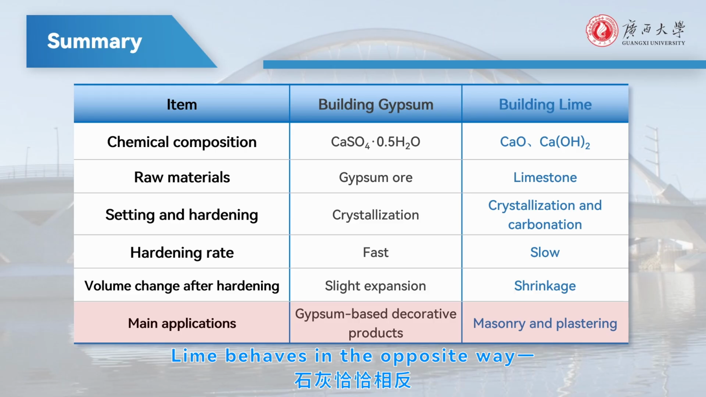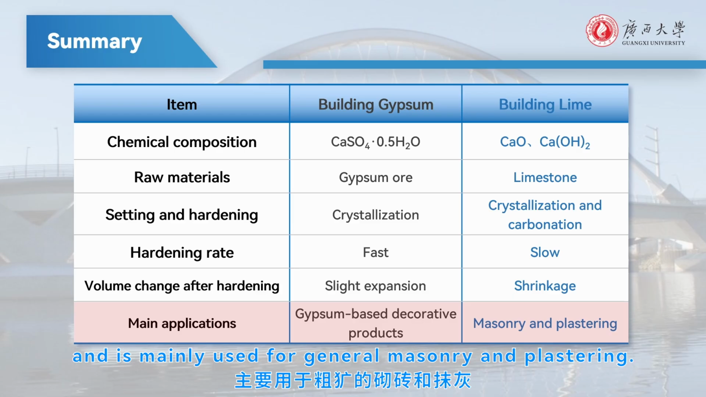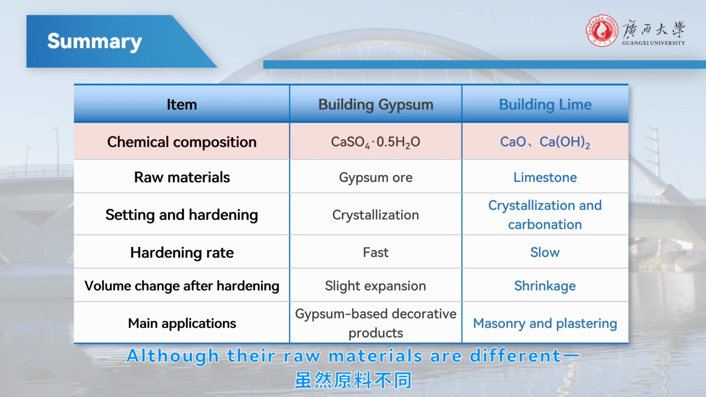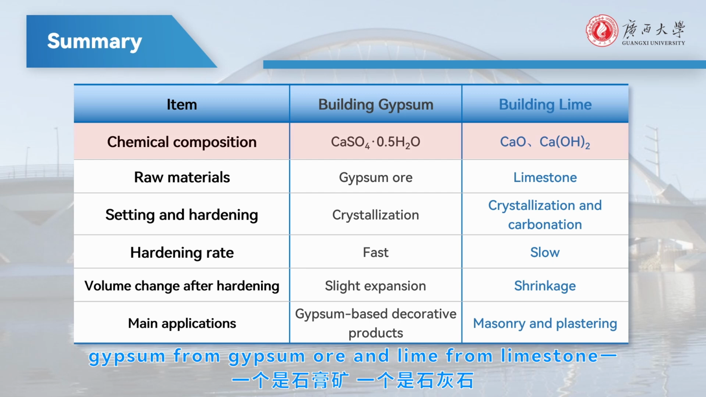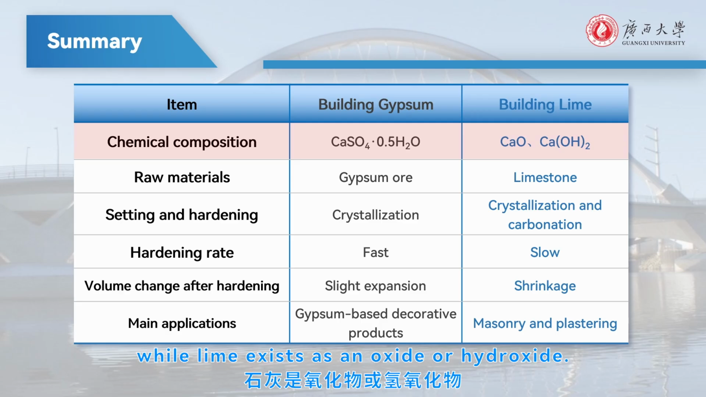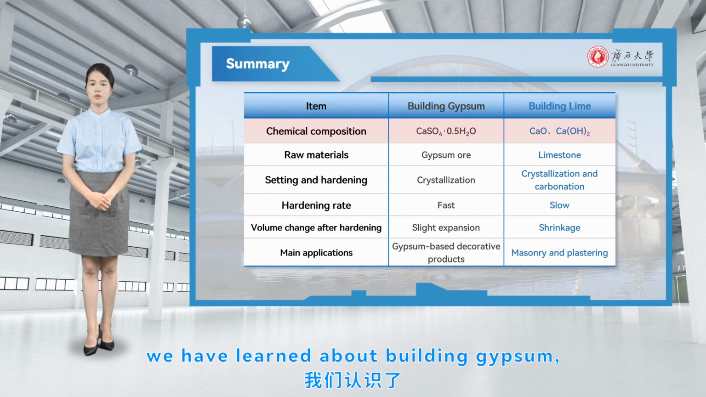Lime behaves in the opposite way. It shrinks as it hardens, and shrinkage leads to cracking. Therefore, it is not suitable for fine detailing and is mainly used for general masonry and plastering. Third, the fundamental chemical nature differs. Although their raw materials are different, gypsum from gypsum ore and lime from limestone, their chemical nature is distinct. Gypsum is a sulfate, while lime exists as an oxide or hydroxide.